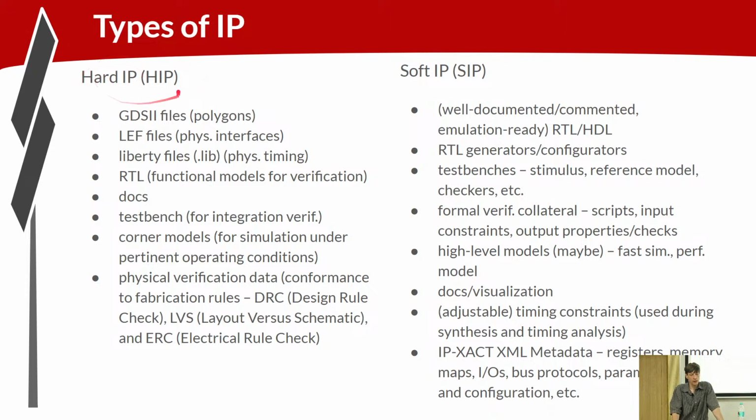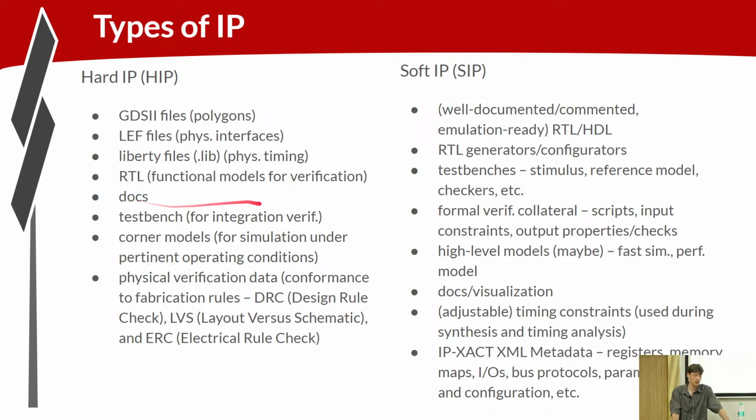When you're bundling IP to deliver to a customer, you're bundling the GDS2 file with all the polygons that are physically going to be stamped out. You're delivering LEF files that have the physical interfaces, so you have the information to connect other blocks to this IP. Liberty files contain the information about the timing. The RTL, of course, you can deliver along with GDS2 for functional simulation, so your customer can integrate your RTL with the rest of their RTL and simulate their designs.